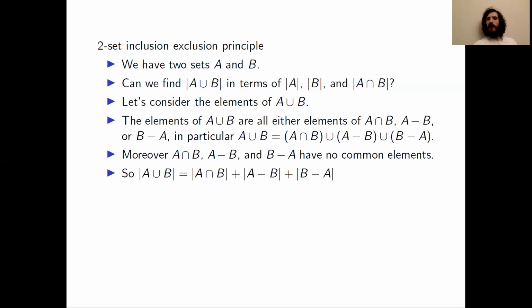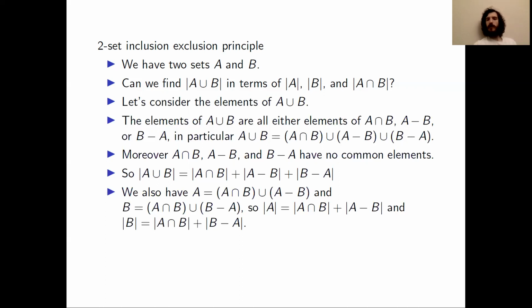So, since we have a union of disjoint sets, we can conclude that the cardinality of A union B is equal to the cardinality of A intersect B plus the cardinality of A minus B plus the cardinality of B minus A. We also can observe that A is the union of A intersect B and A minus B. Moreover, similarly, B is the union of A intersect B and B minus A. So, this tells us that the cardinality of A is equal to the cardinality of A intersect B plus the cardinality of A minus B. And similarly, the cardinality of B is just the cardinality of A intersect B plus the cardinality of B minus A.